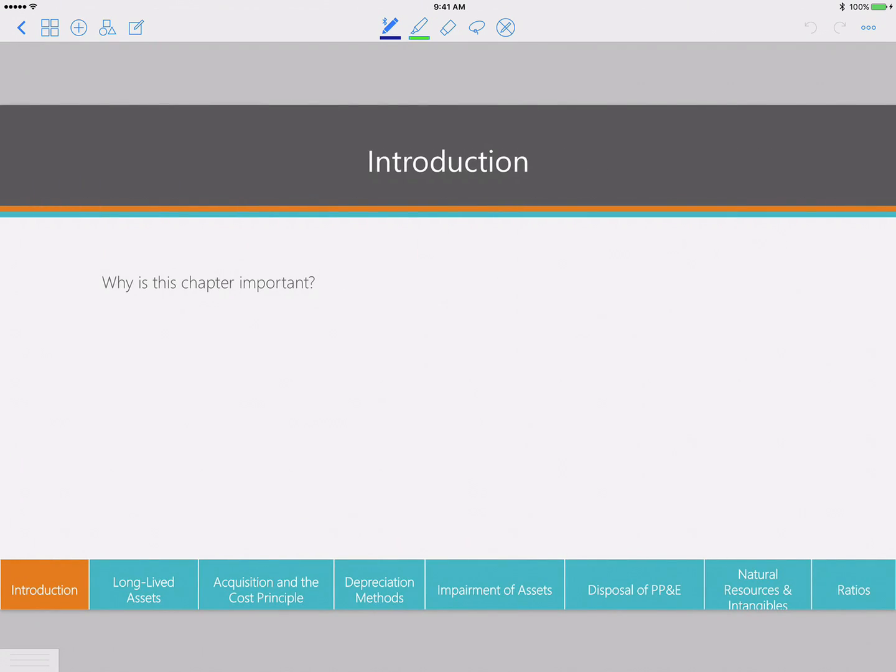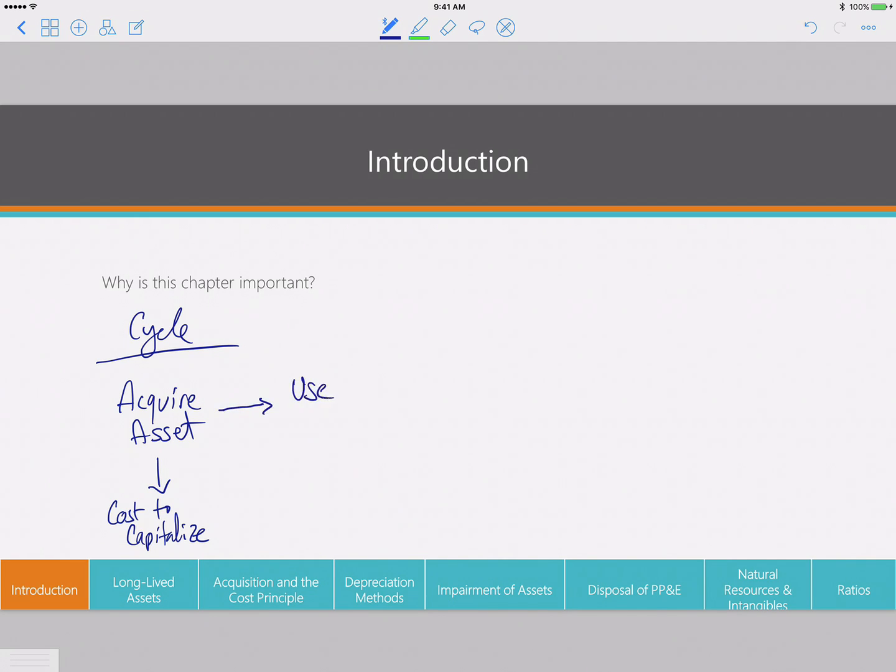So let's get started. First, why is this chapter important and why are long-term assets so important to a business? There's a cycle of the life of an asset. The first thing that a company is going to do is acquire an asset. So they're going to purchase new assets. Rather than expensing them right away, we need to figure out the cost to capitalize. And we're going to go through what all of this means in later slides. So the first step is we acquire the asset.